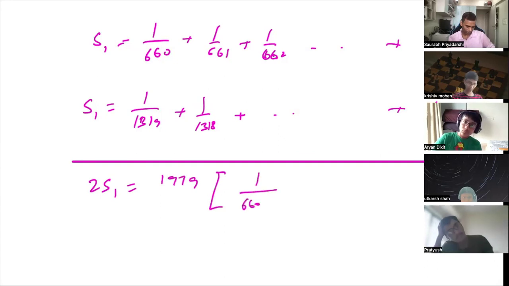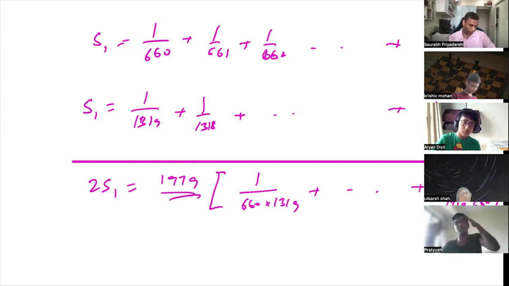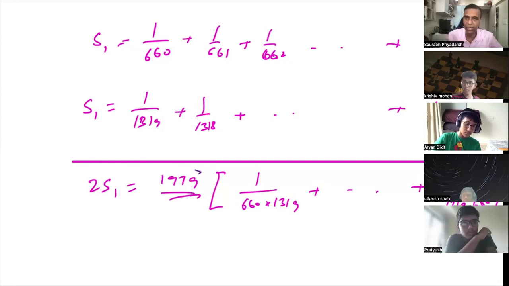Is this okay? Right. So the most important part is that 1979 is prime to each and every number that's given there, 660, 1319 and all. This means this must be divisible by 1979.